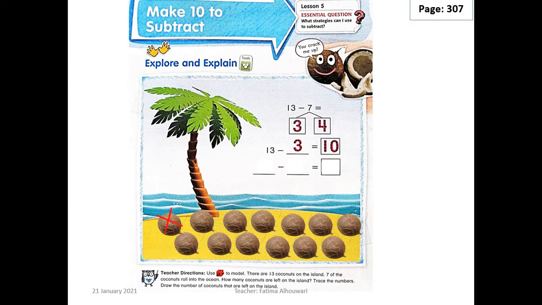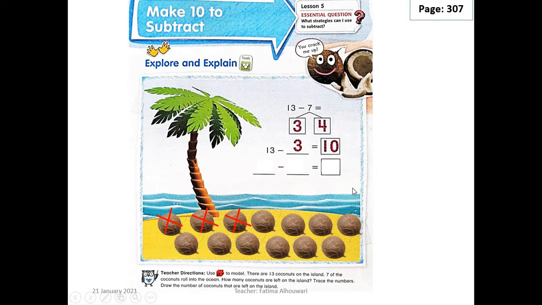So, we will trace the 3 on the line, just like this. And we will cross out 3 coconuts. The first one, the second one, and the third one. Now, how many parts of 7 do we still need to take away? We take away 3, and now we have to take away 4.